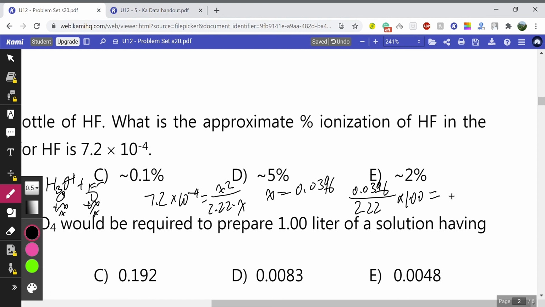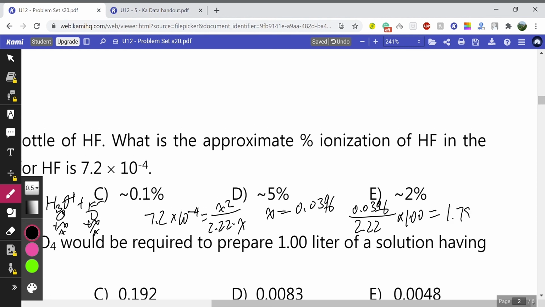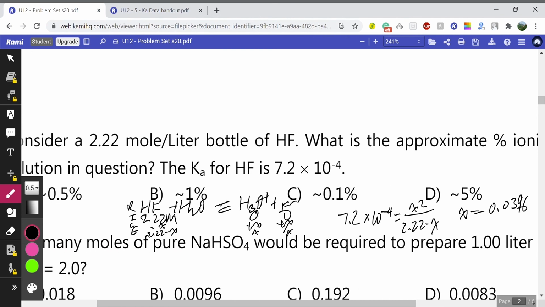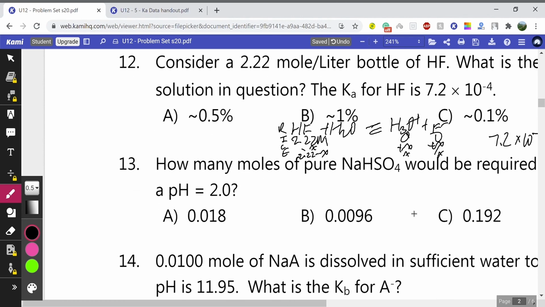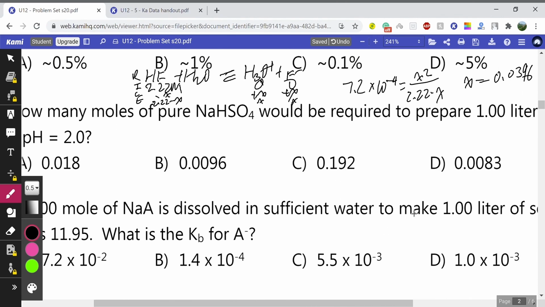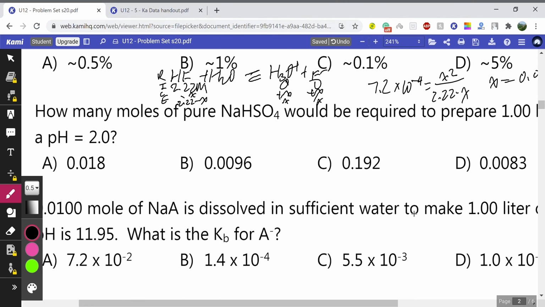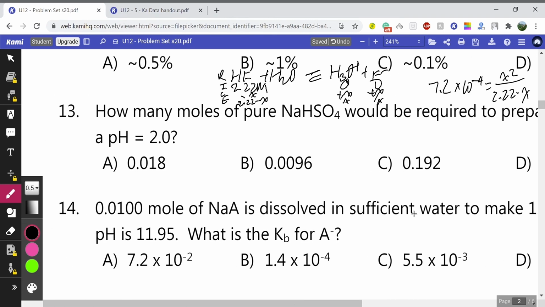The answer gives us 1.78, and since we're going to multiply by 100, it's going to be 1.78%, and 1.78% matches approximately 2%. Next, how many moles of pure NaHSO4 will be needed to prepare 1 liter of solution having a pH of 2.0?